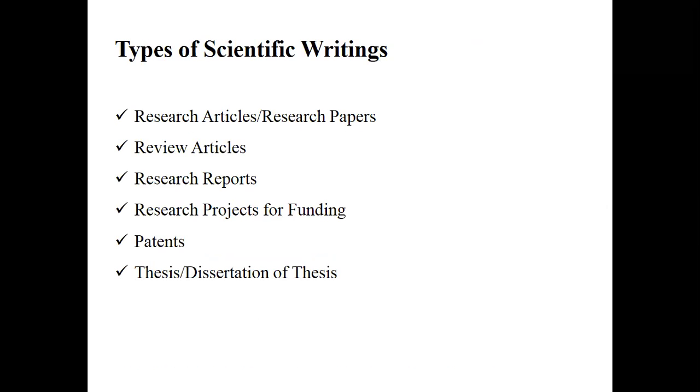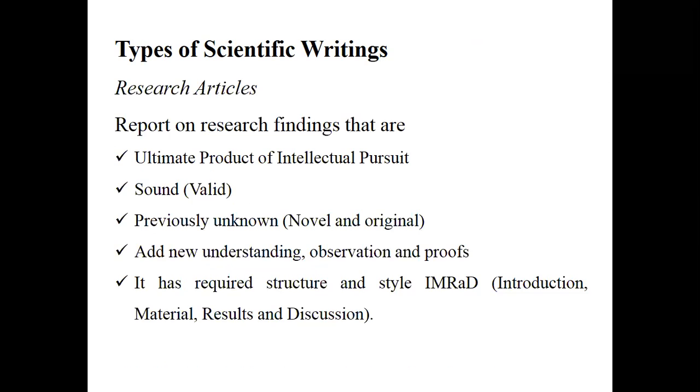So types of scientific writings, we usually have research articles, also known as research papers, review articles, research reports, research projects for funding, patents, theses, dissertations. So what are research articles? Research articles are actually a report on a research finding that is ultimately a product of the intellectual pursuit you perform. Then it has some valid results that specifically depict something, and the results are new, not reported earlier. There is no plagiarism, and the audience who are going to read can understand the new facts about that.